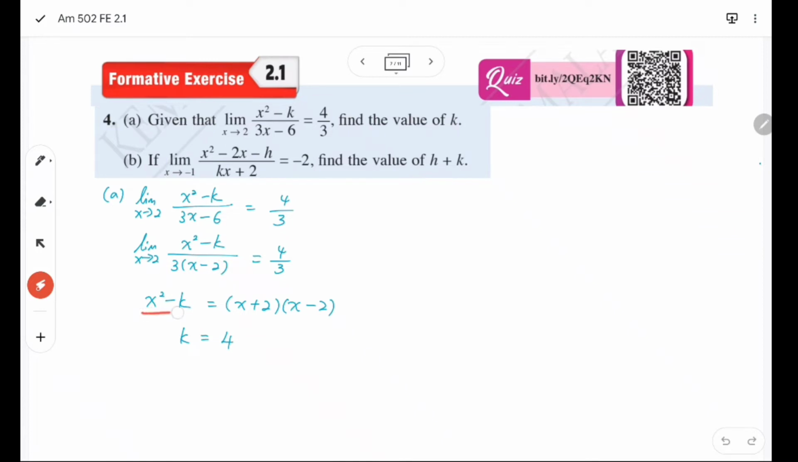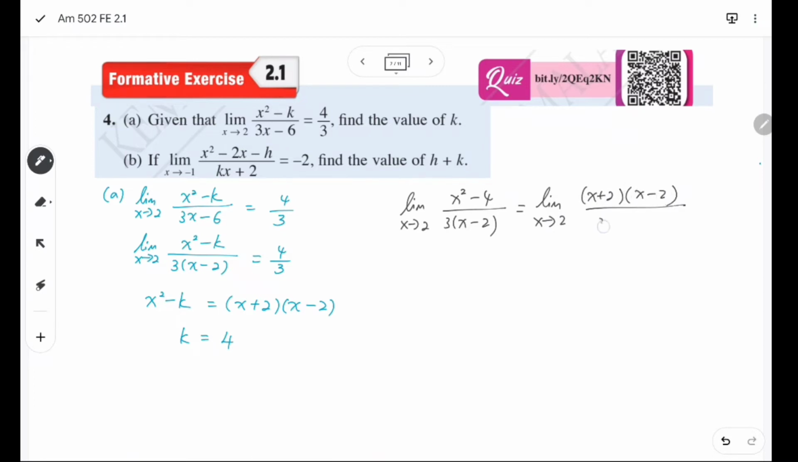So I roughly guess that x squared minus k equals x plus 2 times x minus 2. So I will get x squared minus 4, so k is actually equal to 4. You can check: when we put the limit as x tends to 2 of x squared minus 4 over 3 times x minus 2, that is x plus 2, x minus 2 over 3 times x minus 2. Will we get back 4 over 3?